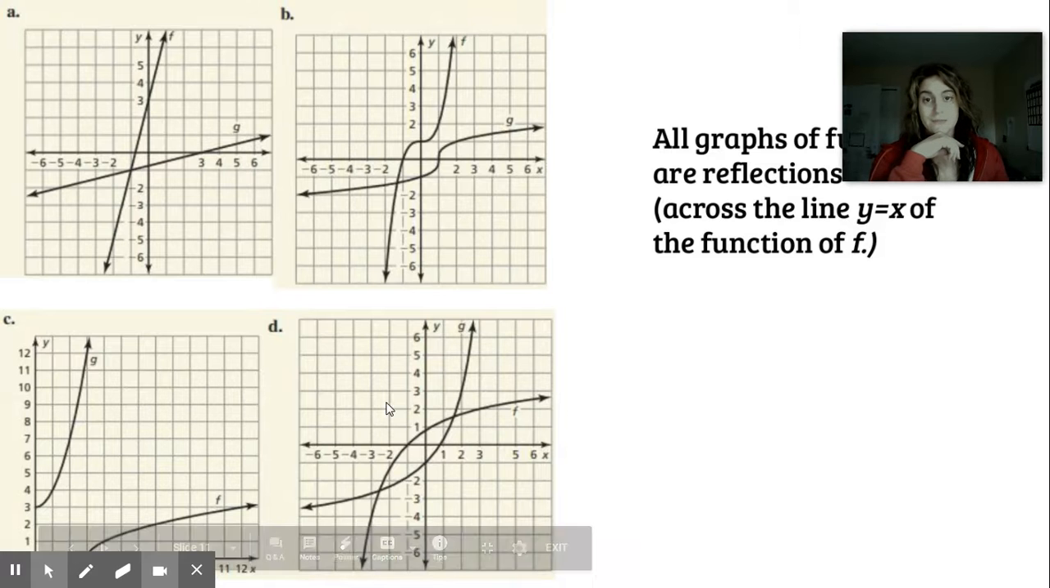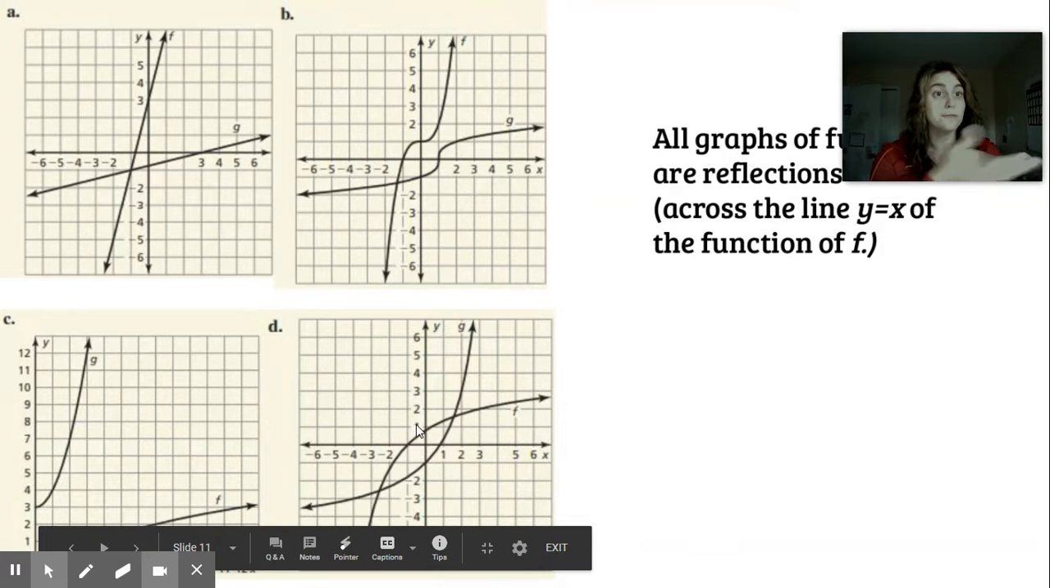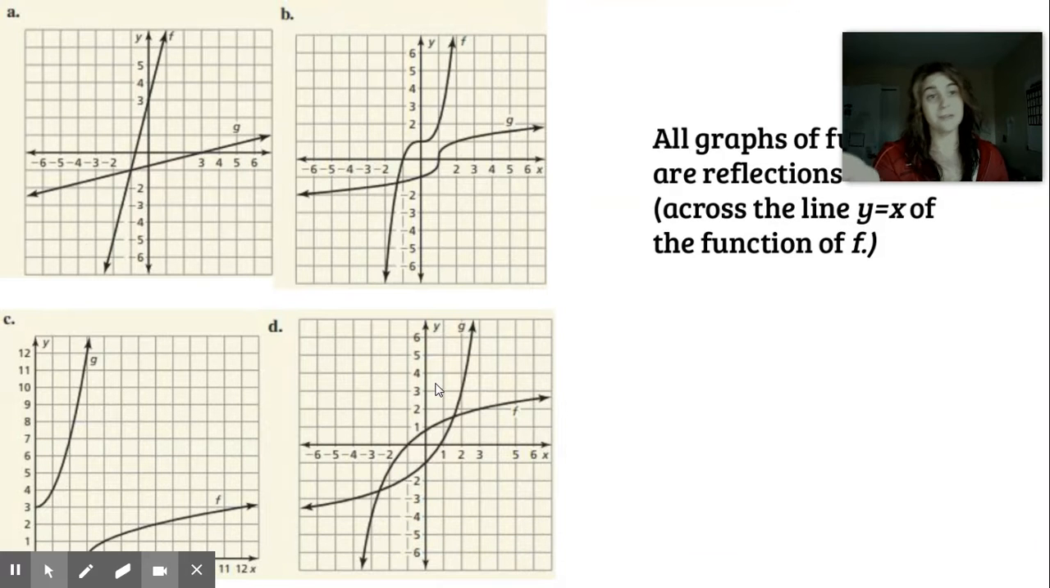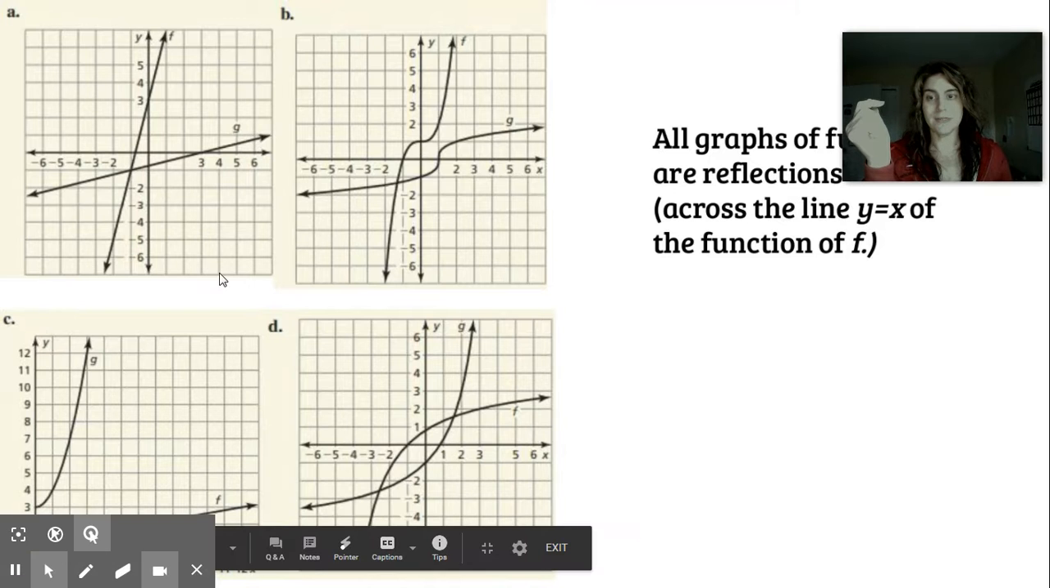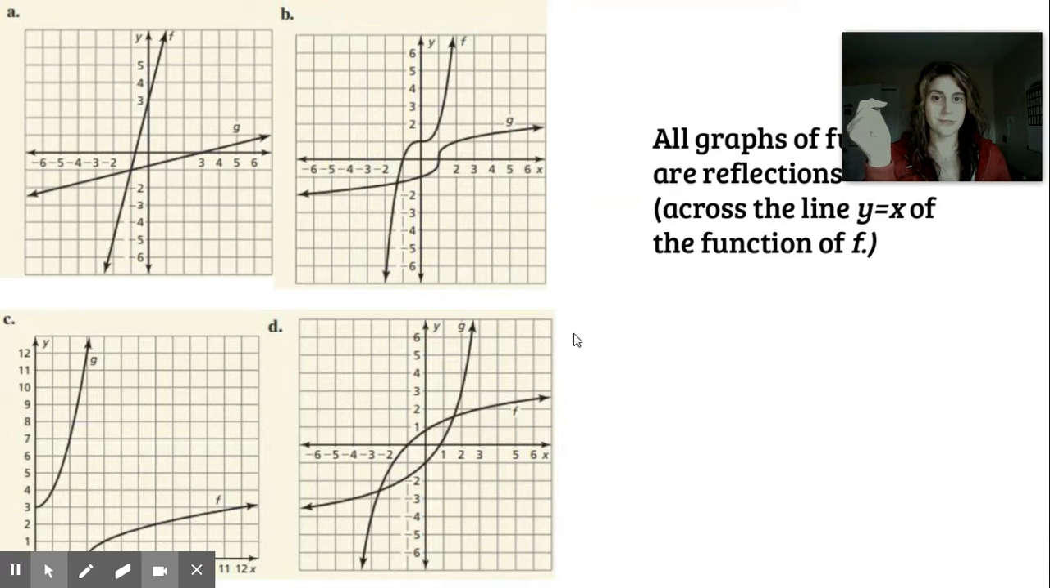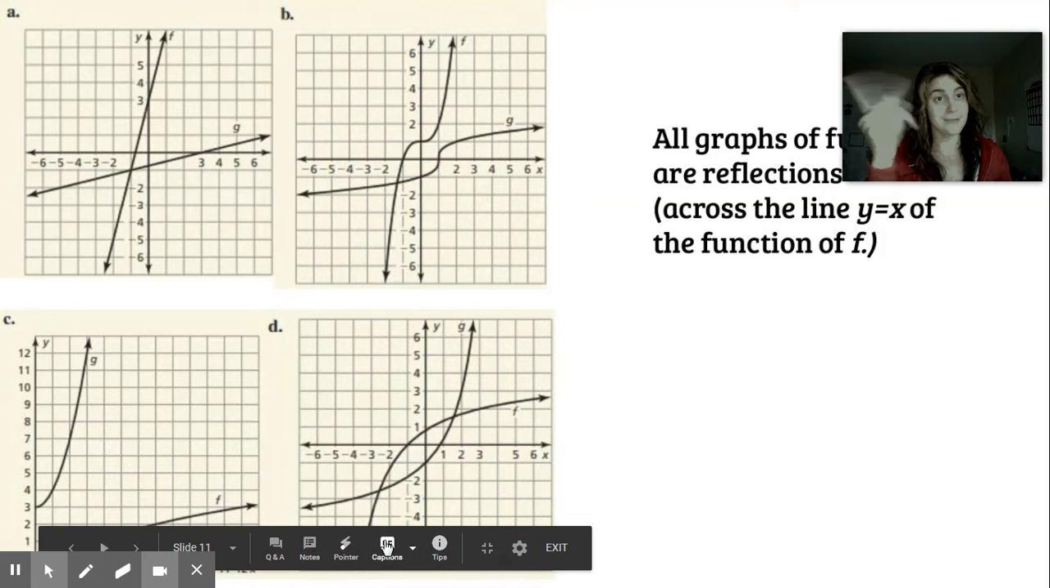You can see the different styles depending on the function that you're doing. So we're not always looking at linear. We're not always looking at quadratic. We're going to have the different roots, powers, polynomials going on here. But as long as we can follow a diagonal line, y equals x, straight through the 0, if it looks like it mirrors through that diagonal, we know we have inverse functions.